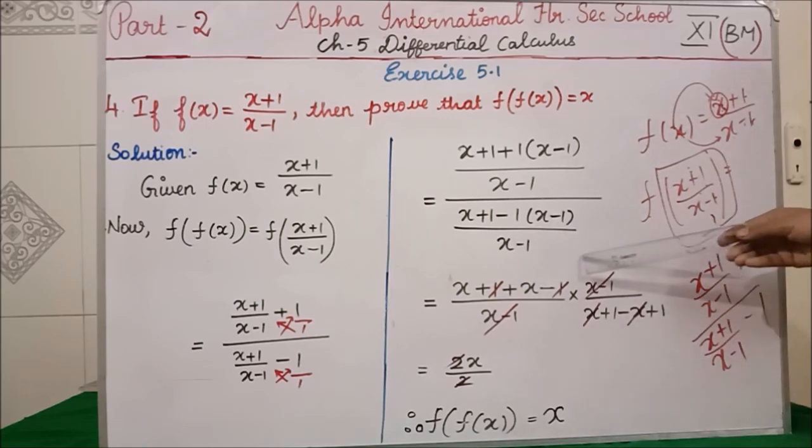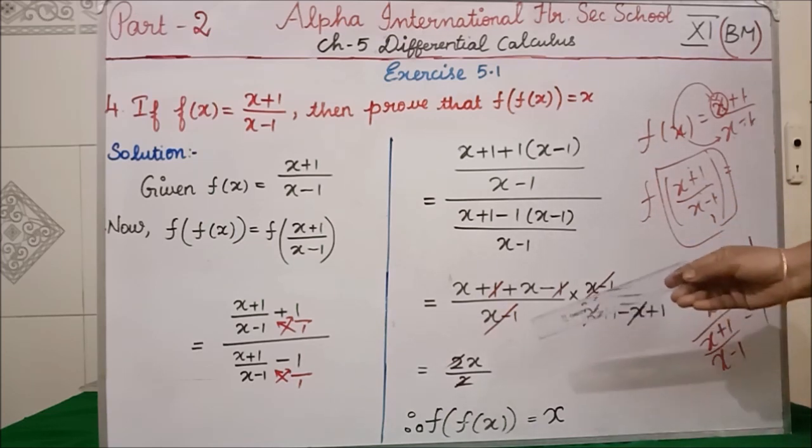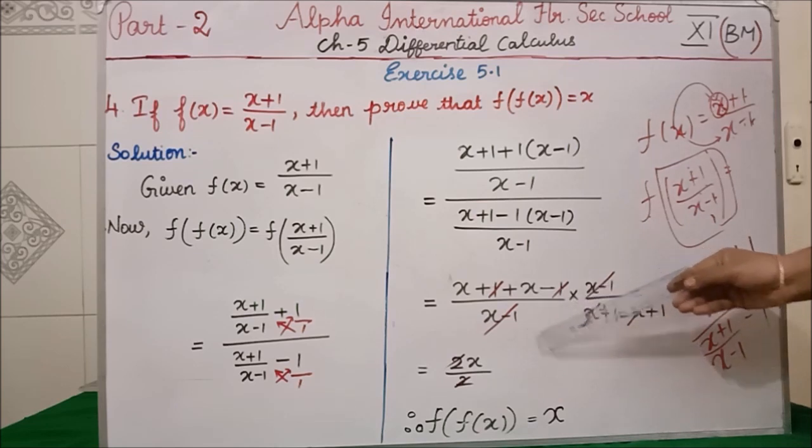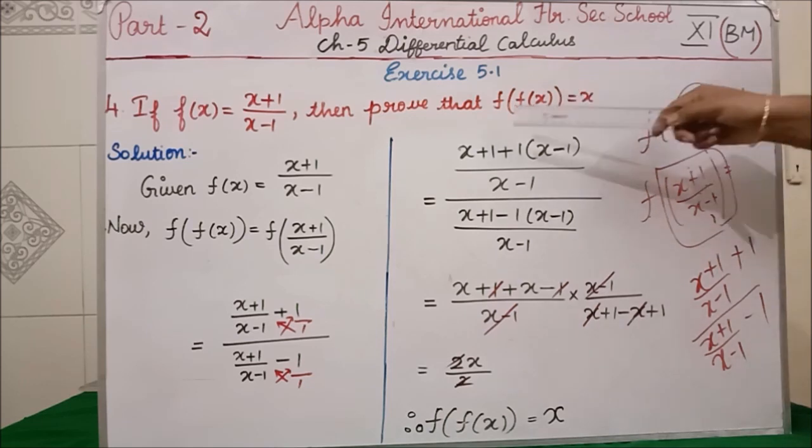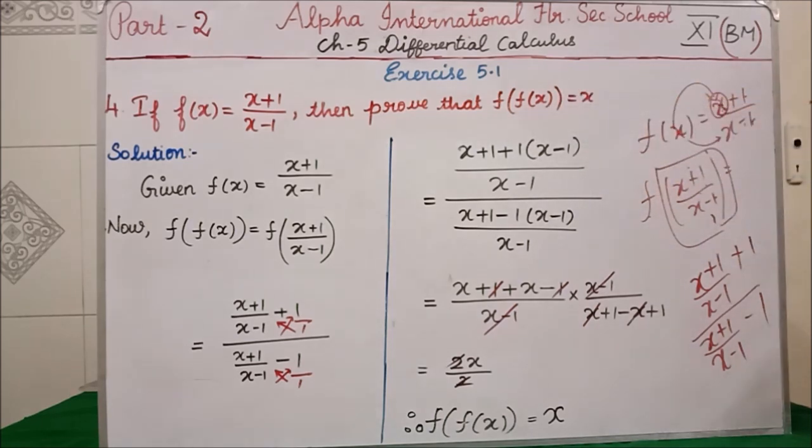In the numerator part, what is left? X plus x we are having. X plus x value is what? 2x divided by, in denominator we are having 1 plus 1, which is 2. So 2x divided by 2. The 2 will get cancelled. Remaining is x. Now finally we have proved f of x is equal to x. Clear? The last line what we have to write? Hence proved. Clear students?